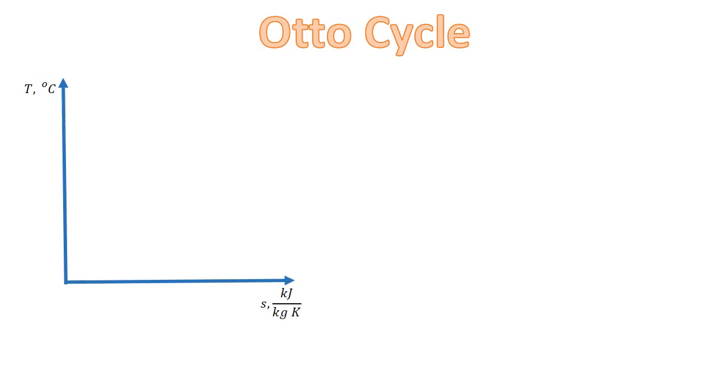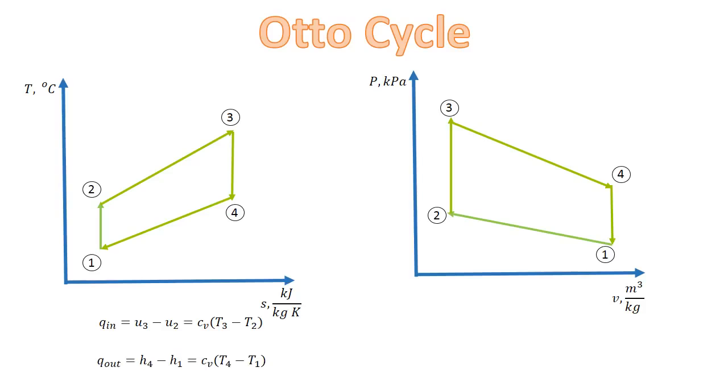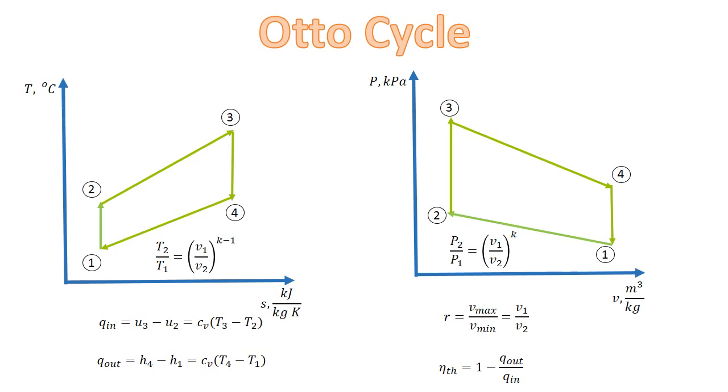The temperature-entropy diagram is the following. The pressure-specific volume diagram is the following. The formulas used are the following: for heat addition, for heat rejection, for compression ratio, for the relation between pressure and specific volume, and for temperature and specific volume. k is the specific heat ratio of air, which is equivalent to 1.4. With these formulas, we will be able to calculate the efficiency of the Otto cycle.